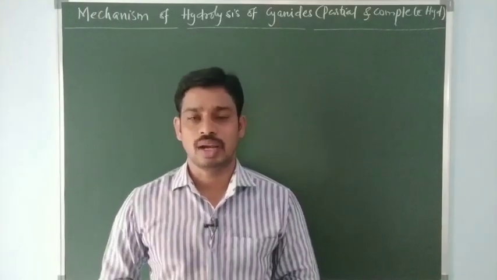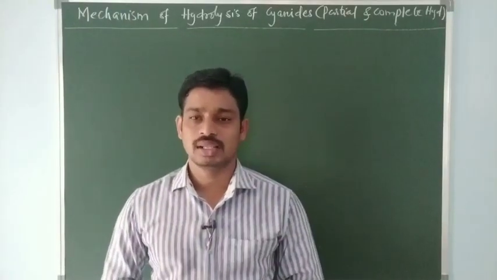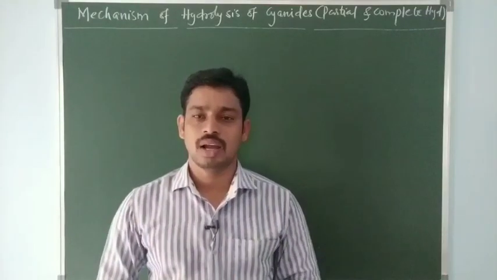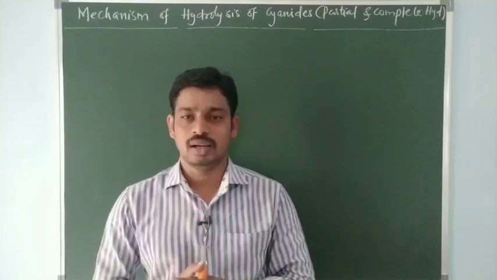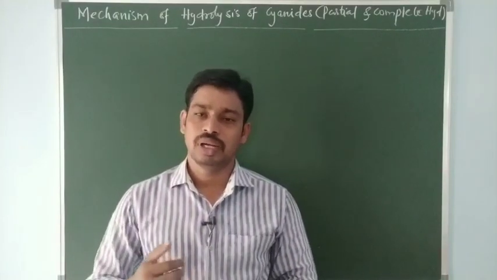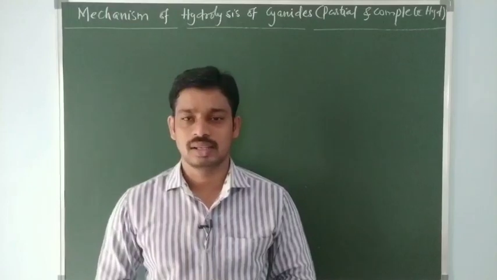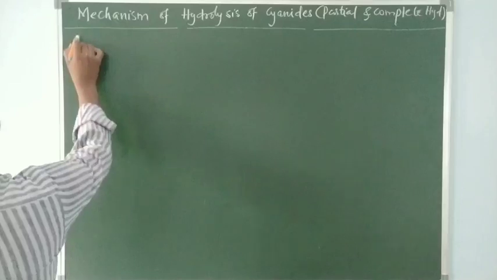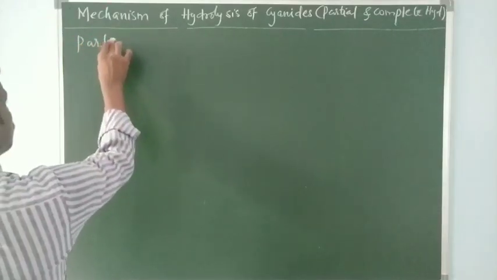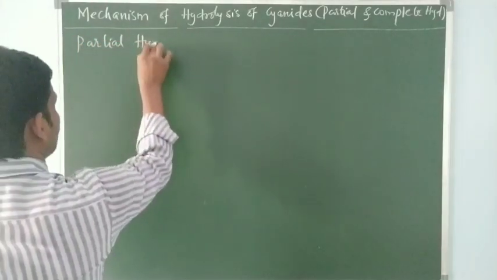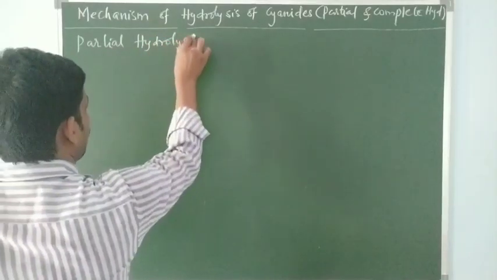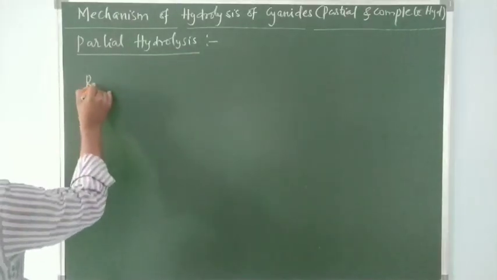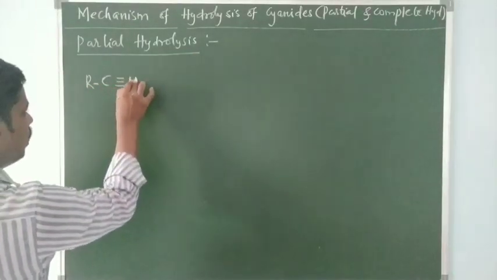Because we have two types of hydrolysis: one is partial hydrolysis and the second one is complete hydrolysis. Cyanides on partial hydrolysis give acid amides, and complete hydrolysis gives carboxylic acids. So let us discuss the mechanism for partial hydrolysis first. Here I'll take the cyanide RC triple bond N.